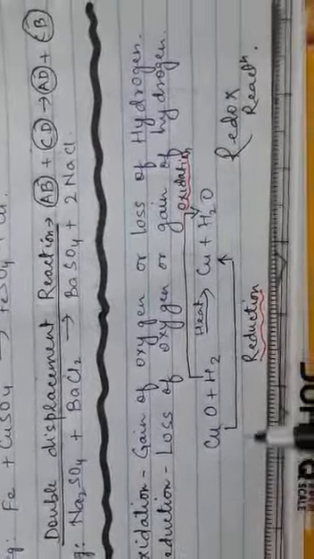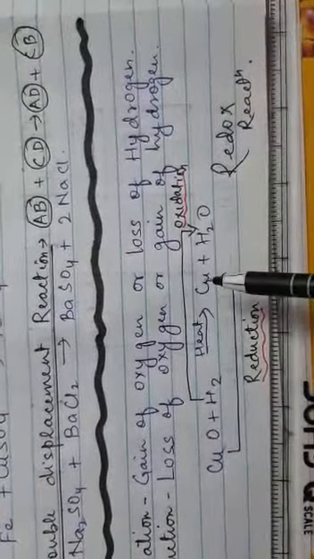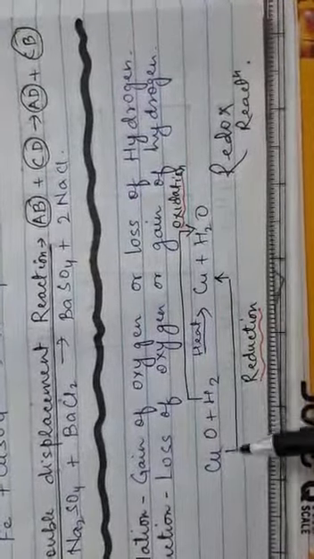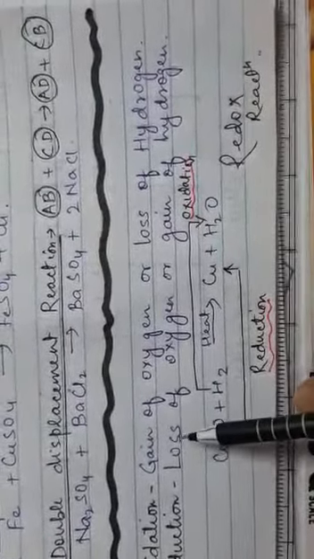Copper oxide, when it reacts with hydrogen and is heated, forms copper plus water. Now in this reaction, you can see here it is copper oxide and it is converting into copper. That means the oxygen is getting removed. It is having loss of oxygen.